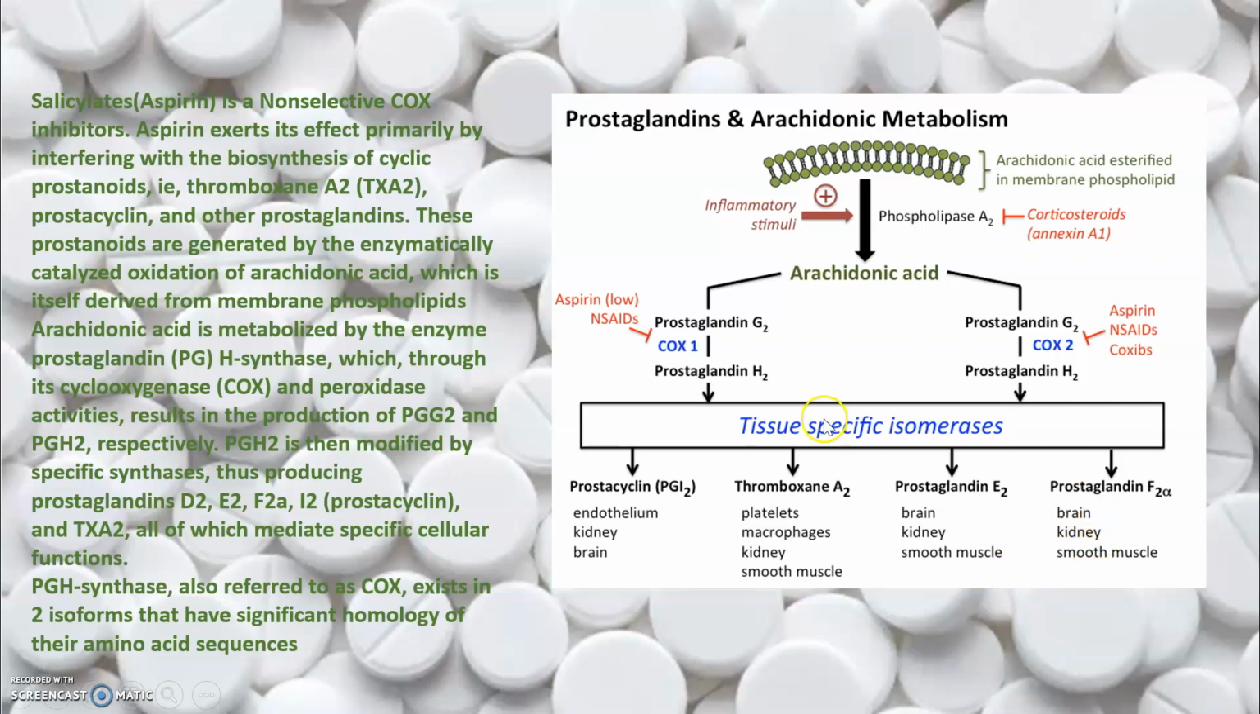So here are your tissue-specific isomers. PGI2 goes to the kidney and the brain. Thromboxane is kidneys, smooth muscles, platelets. Prostaglandin E2, brain, kidney, smooth muscles. Prostaglandin F2 alpha, brain, kidney, smooth muscles. So PGH synthase, also referred to as COX, exists in two isoforms that have significant homology in their amino acid sequences.